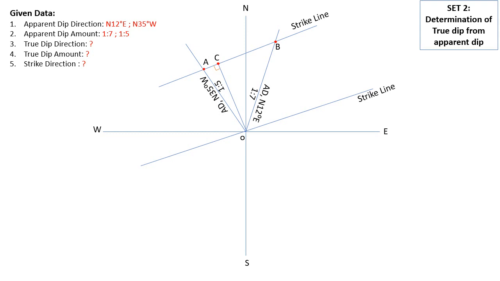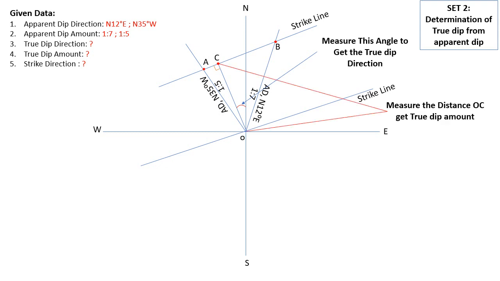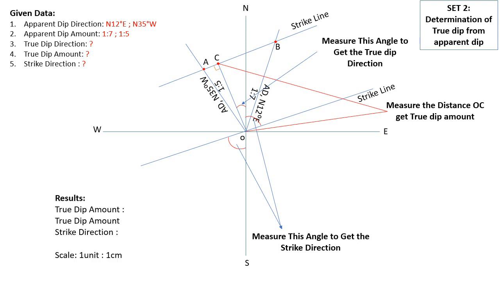So the distance OC is nothing but the true dip amount, and the direction of that line, how will we measure? It is from north towards west. So this angle is called the true dip direction and the distance OC is called the true dip amount. Okay. Then also measure the strike direction. How will we measure? Angle from north towards east, from south towards west. So that is the angle of the strike direction.